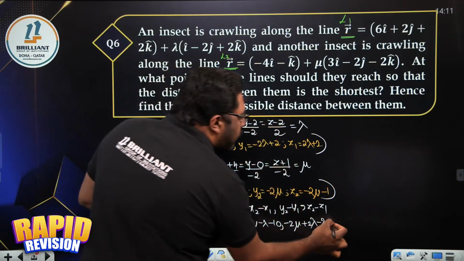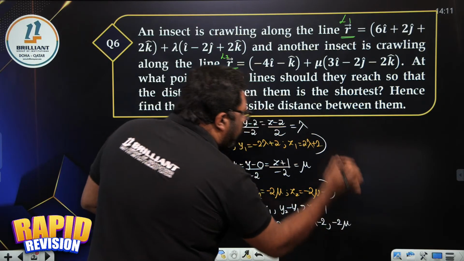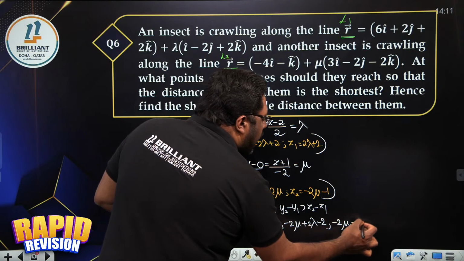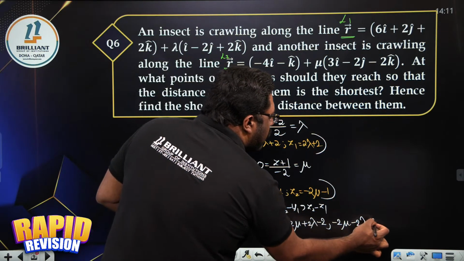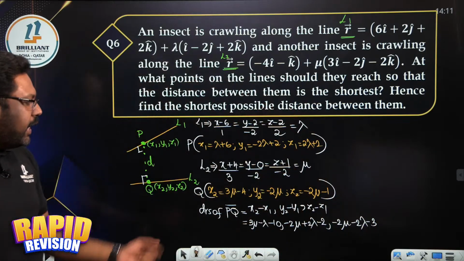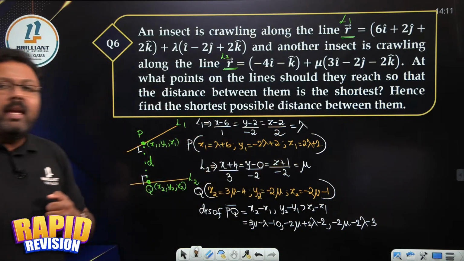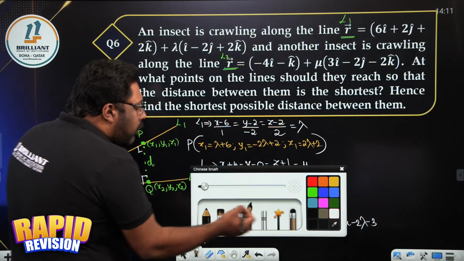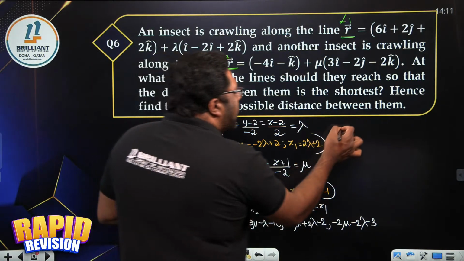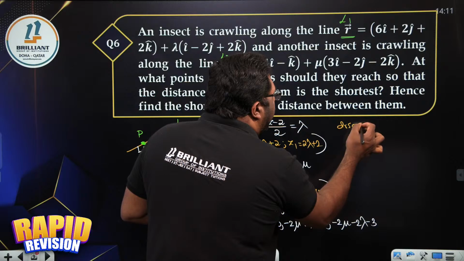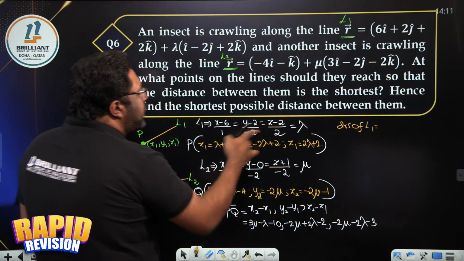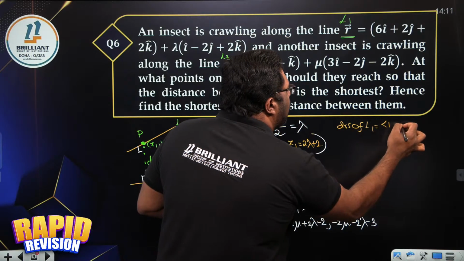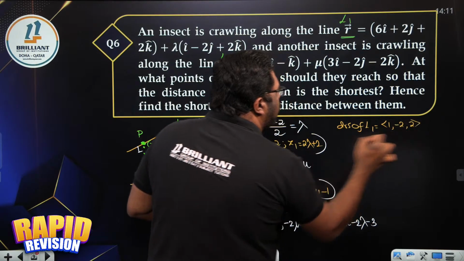Z2 minus Z1, minus 2 mu, minus 2 lambda minus 1 minus 2 minus 3. These are the direction ratios of PQ. Now, going forward, what are the direction ratios of line 1? Easy ones. You already know it. It's 1, minus 2 and 2.